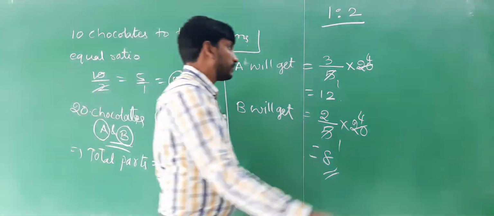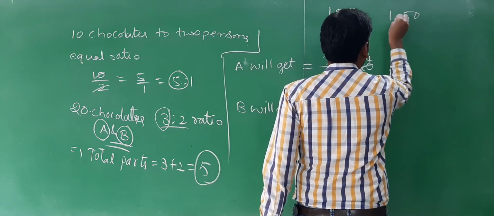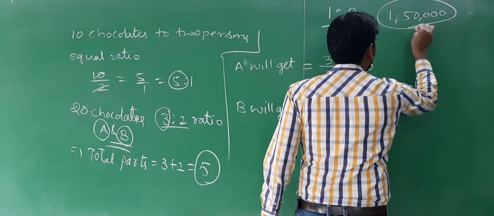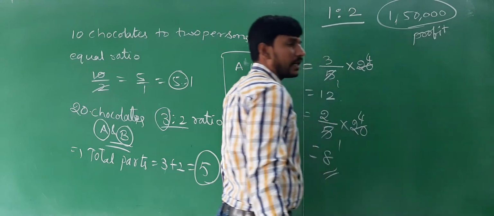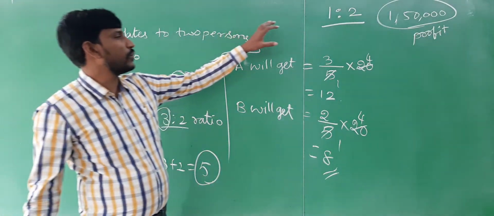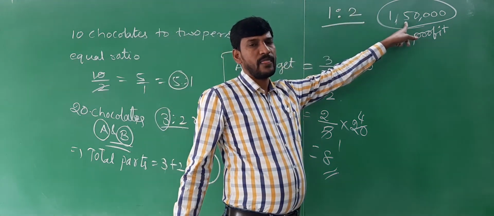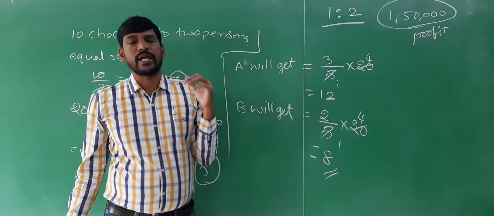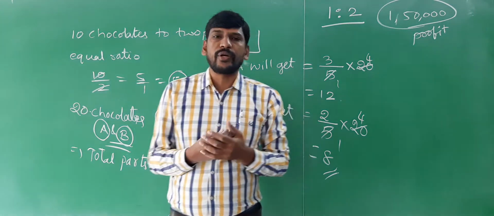Clear? Suppose they got 1,50,000, right? Suppose 1,50,000 is the profit. Okay, they got this much profit here, right? 1,50,000 is the profit. So how much will A get, how much will B get from this total profit? First of all, we need to divide this total profit into equal shares, that is, equal parts. How many parts are we going to divide into?